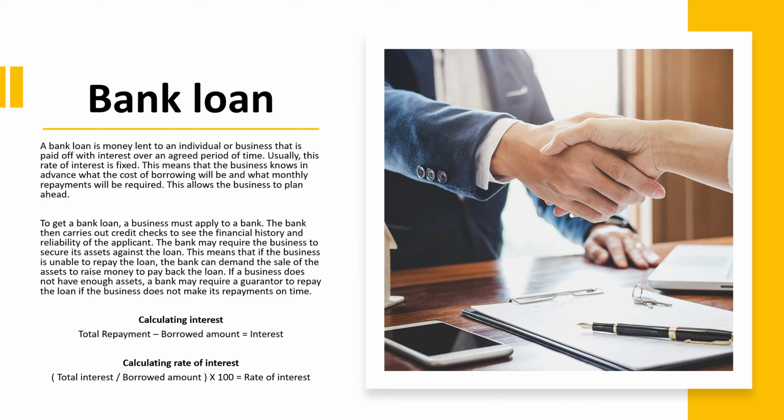And if we quickly look at these formulas at the bottom, this is for calculating interest and calculating the rate of interest. So when it comes to calculating interest, this is total repayment minus borrowed amount. And when it comes to calculating the rate of interest, this is total interest divided by borrowed amount times 100. And that will give you the rate of interest.